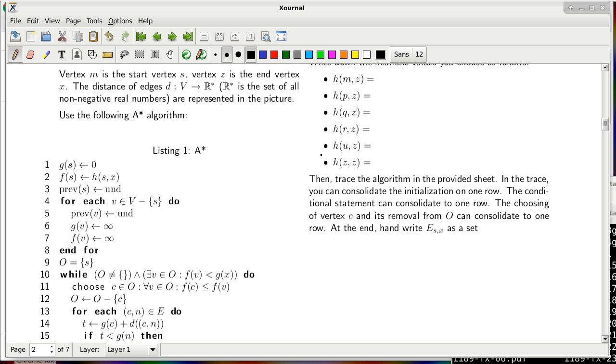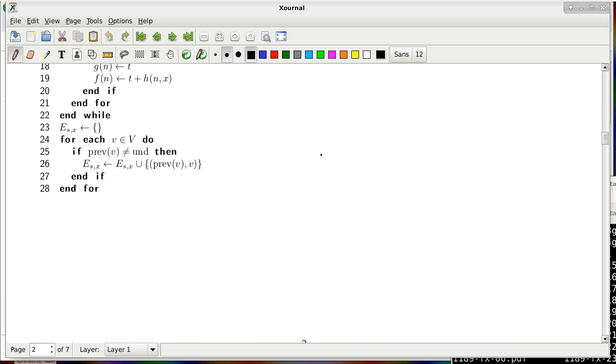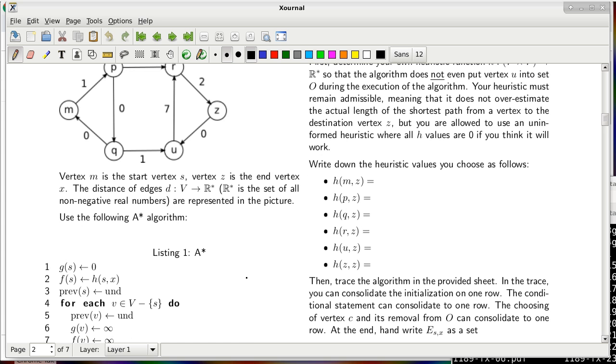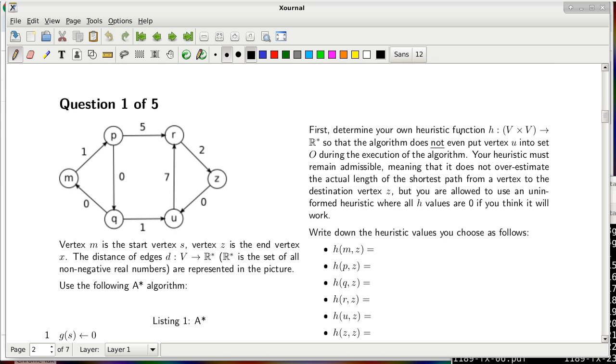And the first question, okay, where is the first question? Okay, there you go. The first question is: first determine your own heuristic function so that the algorithm does not even put vertex U into the set O during the execution of the algorithm. So I want you to design, or hand-cater, the H values so that vertex U does not get put into the set O at all for the entire duration of running this algorithm.